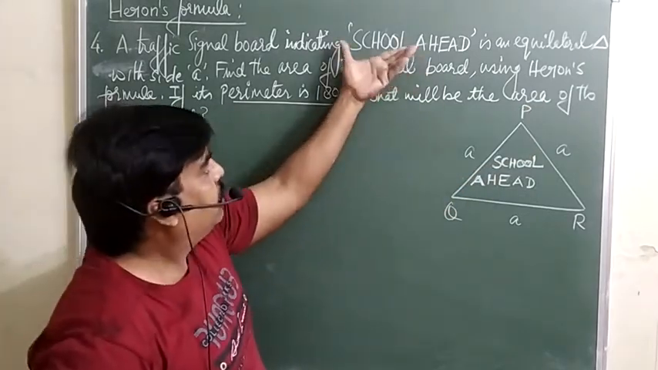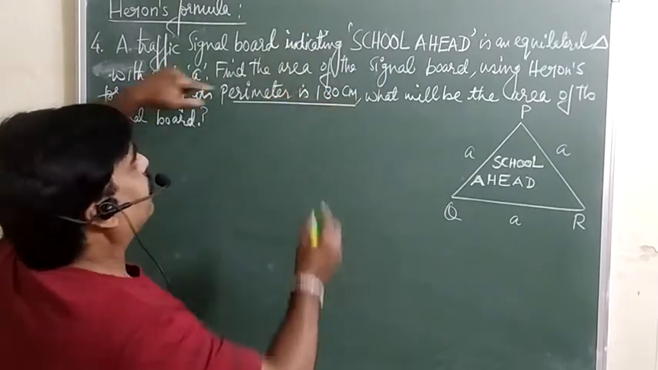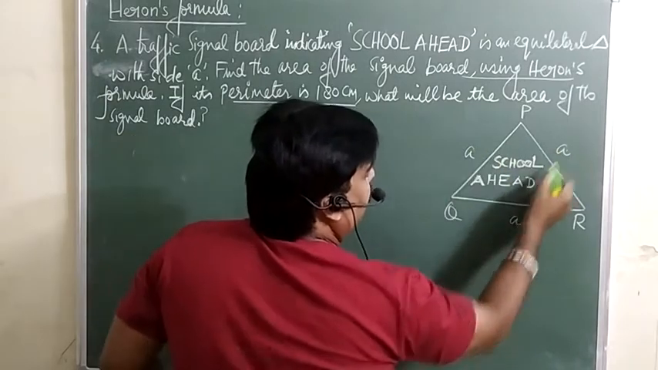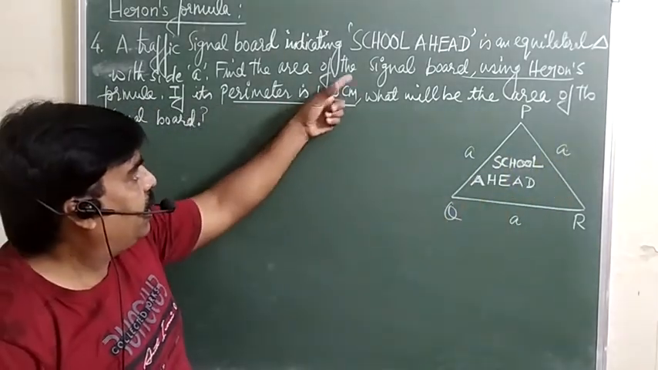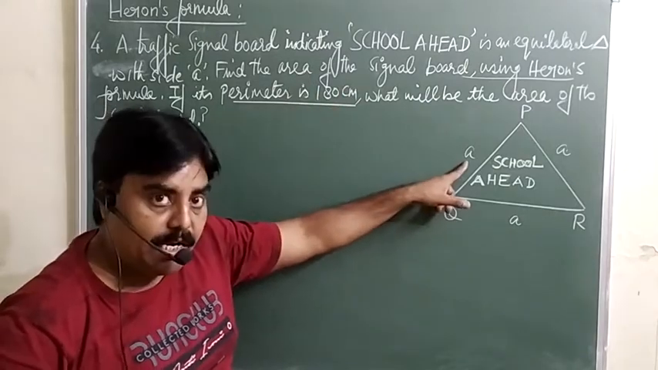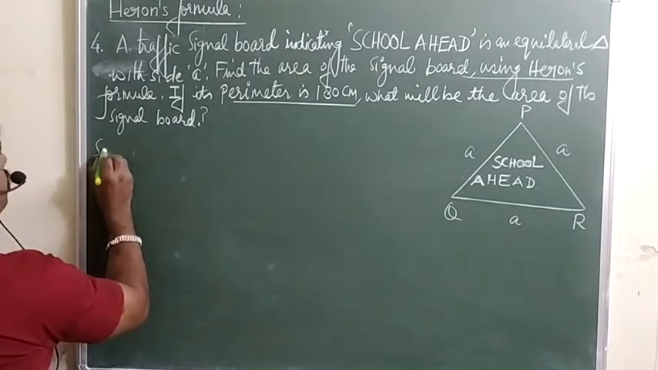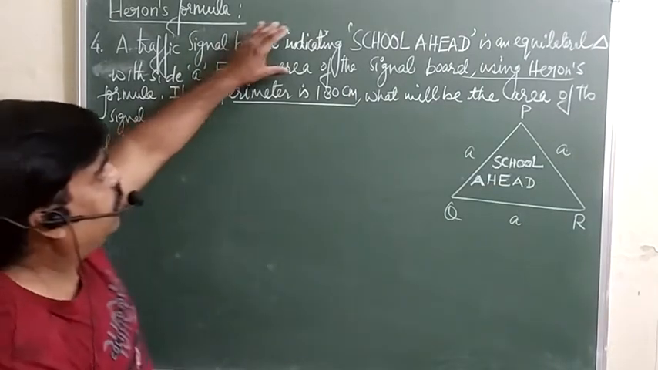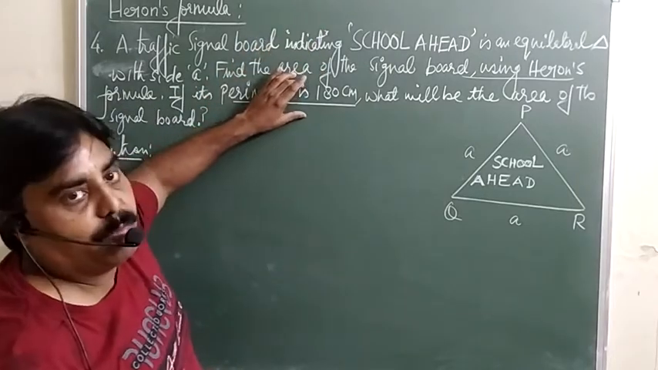So this question is a combination of two questions. What are the two questions? First, by using Heron's formula, taking the side length as a, you have to find the area. In the second part, the perimeter is given, from that you first find side a, then find the area. This is the very important point here. Two questions are attached: one is this one, and the second is from the perimeter.